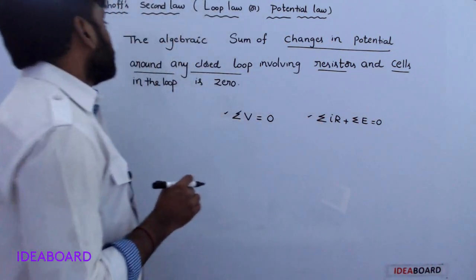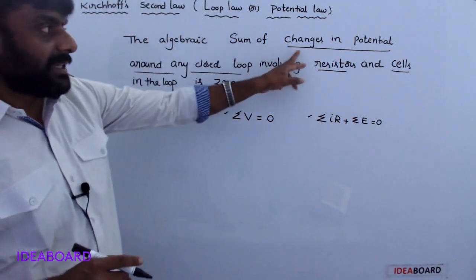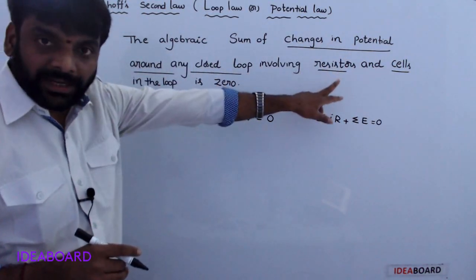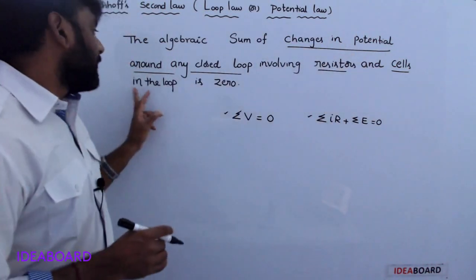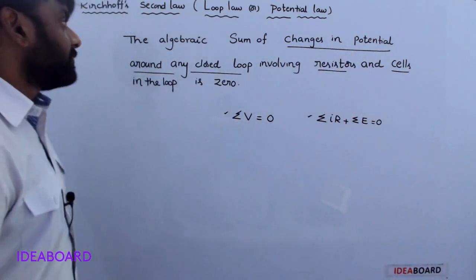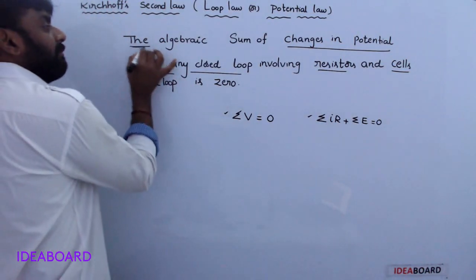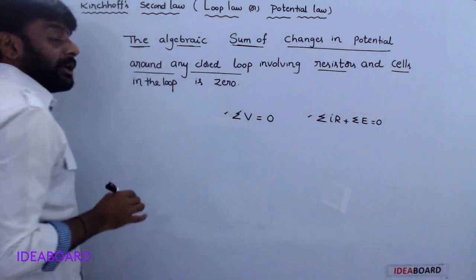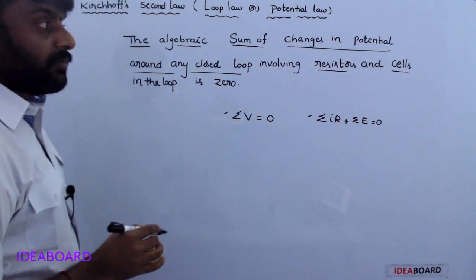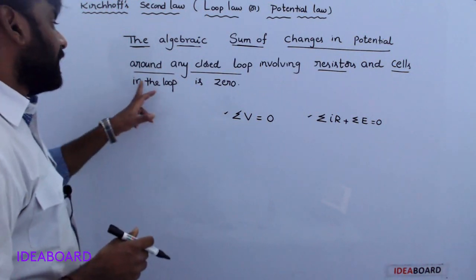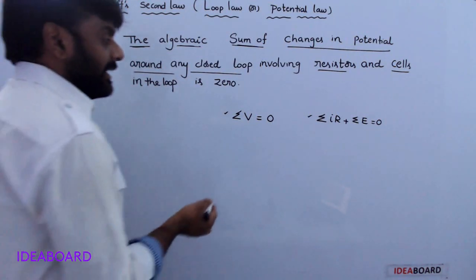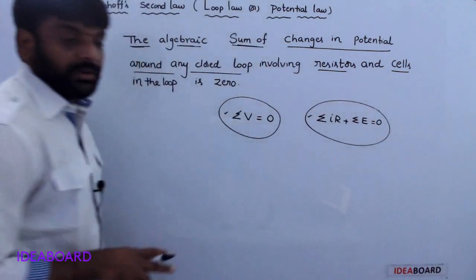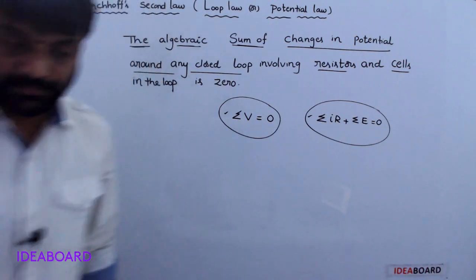Once again, the algebraic sum of changes in potential around any closed loop involving resistors and cells in the loop is 0. It is the mathematical formulation. Understood? Now next is the sign convention.